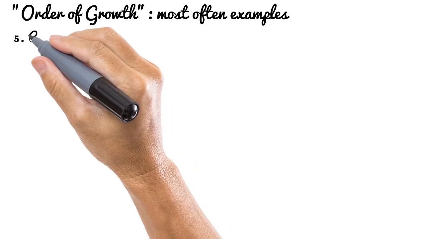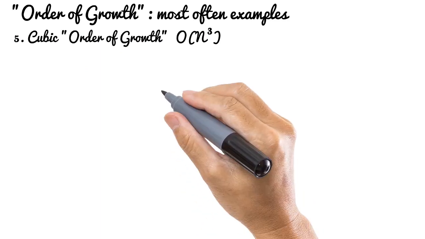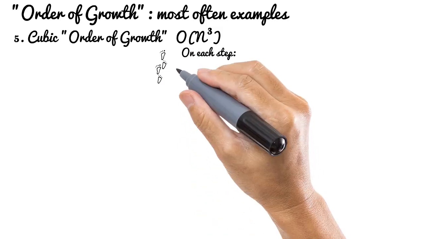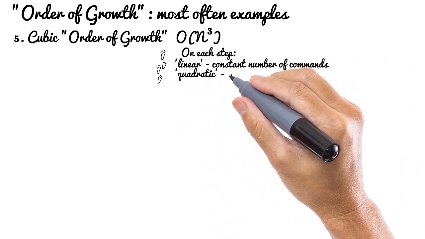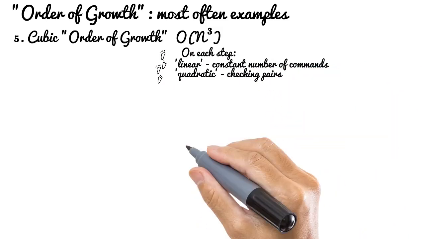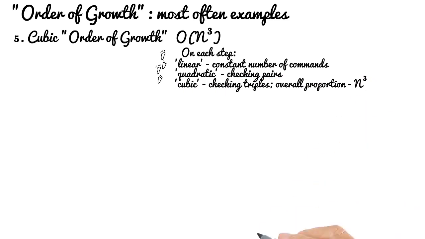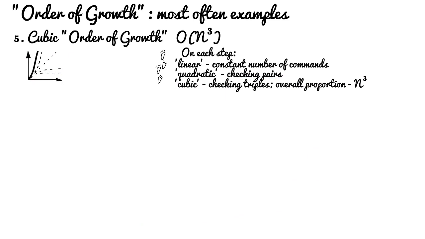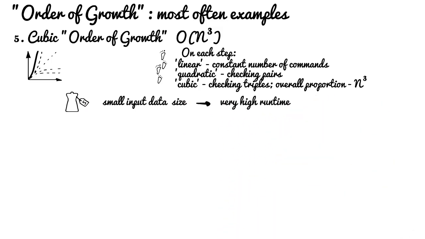Another order of growth is the cubic one, with n power by 3 big O notation. Instead of a constant amount of commands on each step for the linear variant with overall proportion to n, instead of checking pairs, n power by 2, for quadratic, we are checking triples and having overall proportion of n power by 3 for cubic. The line on our diagram will be even closer to the y-axis, which means that even for relatively small input data size, algorithm runtime will be very high.